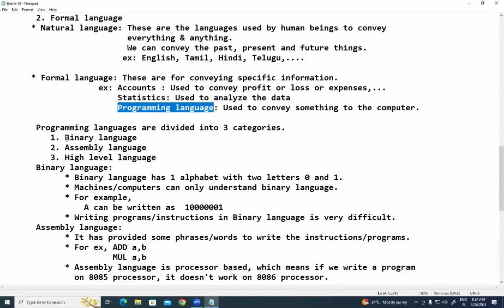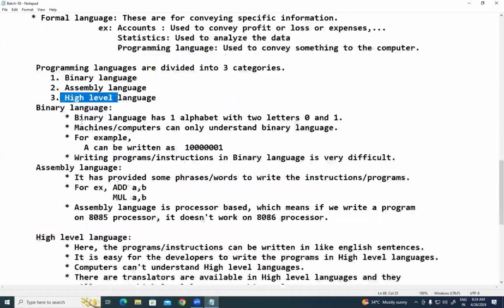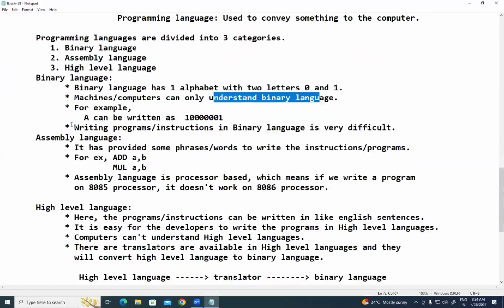Programming languages are again divided into three types: binary language, assembly language, and high level language. Binary language has only one alphabet with two letters, 0 and 1. Machines can only understand binary language. But writing programs in binary language is very, very difficult.